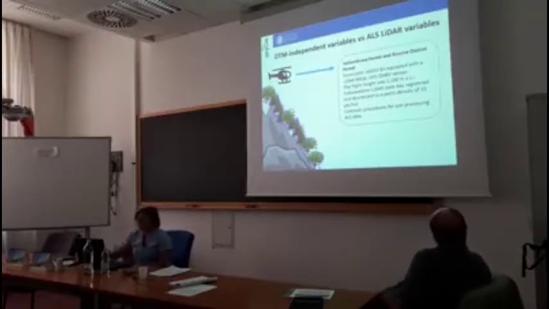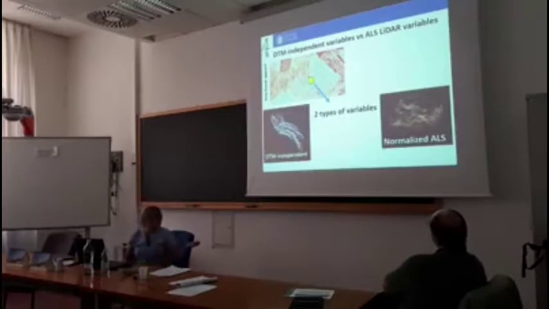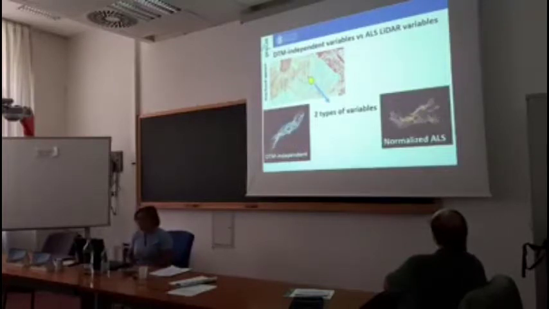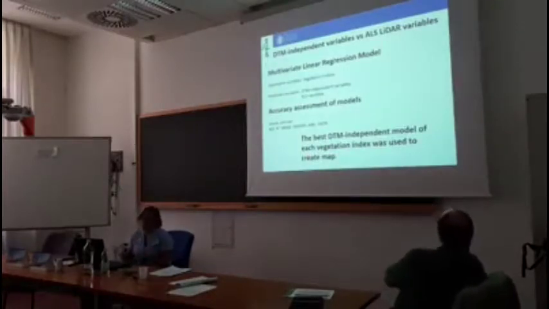So we compare the two different approaches. With an area-based approach, we extract from the data DTM-independent variables, and from ALS, the traditional ALS variables with a normalized point cloud. Then we create a multivariate linear regression model using vegetation index as the dependent variable and, as predictor variables, 2 different types of variables.